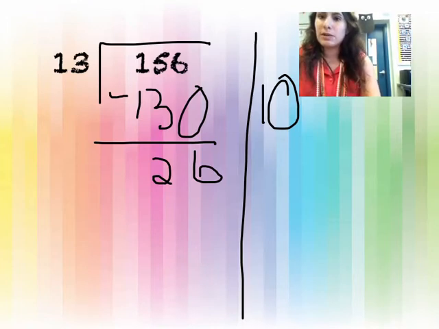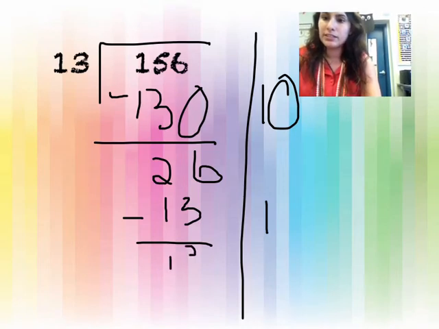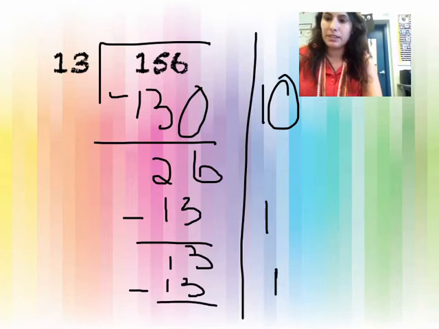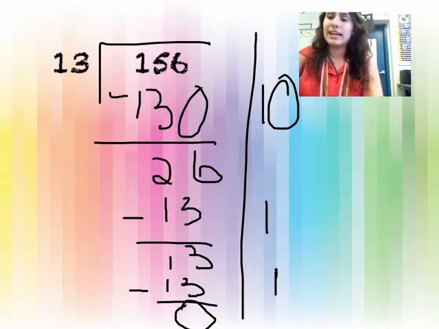Also, you may recognize this problem. This is the one from your exit ticket. I can subtract 13 here because that's 13 times 1 and get 13. Then I can do that again. 13 times 1 is 13, so I subtract that one. And I have no remainder. If you wanted to just subtract 26 all at one time because you know 13 times 2 is 26, that's fine too. Otherwise, you can just add 10 plus 1 plus 1 is 12. So 156 divided by 13 is 12.